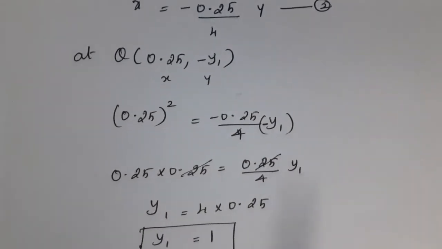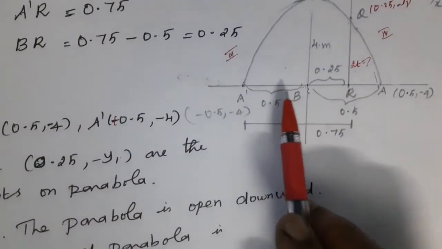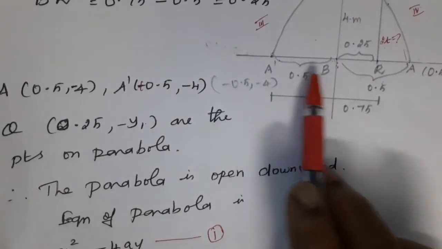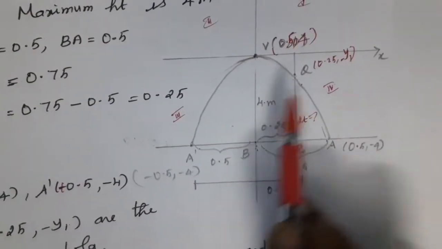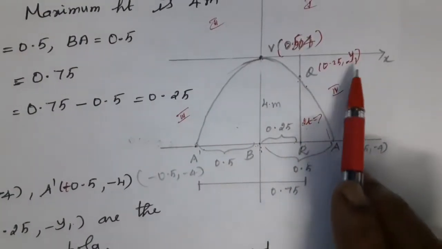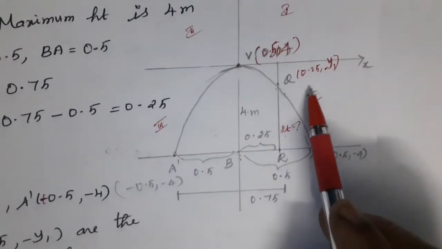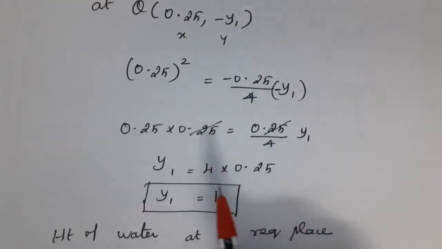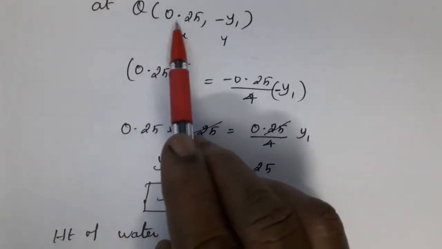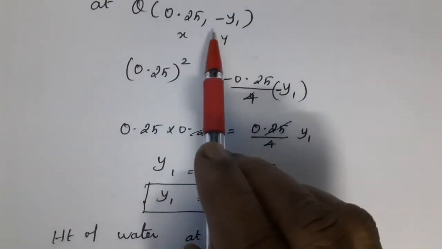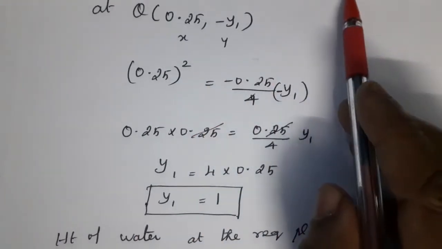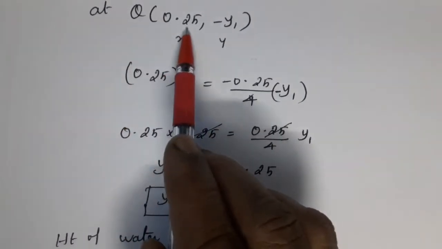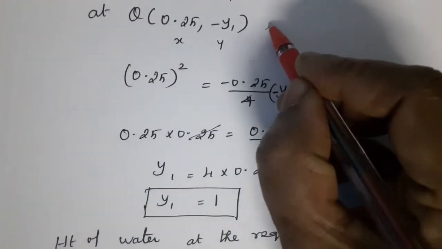What is the Q point? We need 0.75. What is the question asking? The horizontal distance is 0.75, so what is the height of the parabola? What is our Q point taken as? Q point is 0.25 comma minus y1. Substitute this in equation 2, at Q equal to 0.25 comma minus y1 in equation 2.